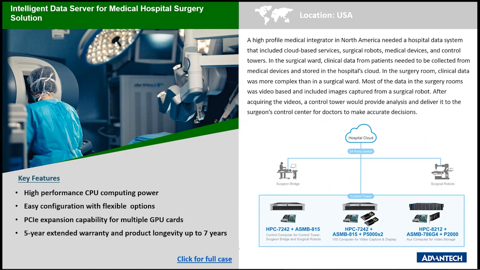We also have high performance computing now in medicine, particularly for gathering of hospital data that needed to be sent up to the cloud for offsite security, but also to provide information to the surgical robots, medical devices, the control towers, and also to take the clinical data that was taken from medical devices and store that up. So there, as you can see on the very right-hand side of the graphic in the bottom corner, there is a storage server as part of this solution.